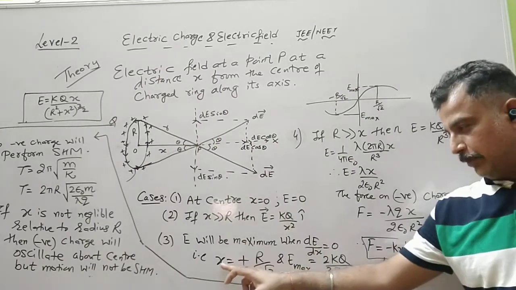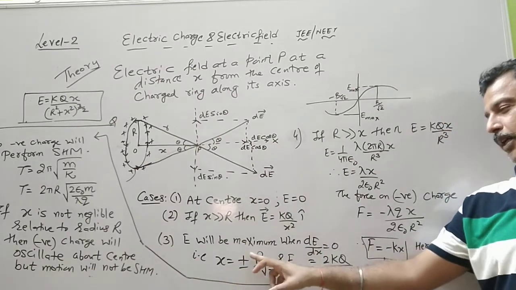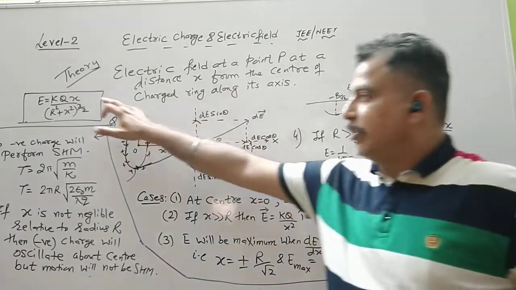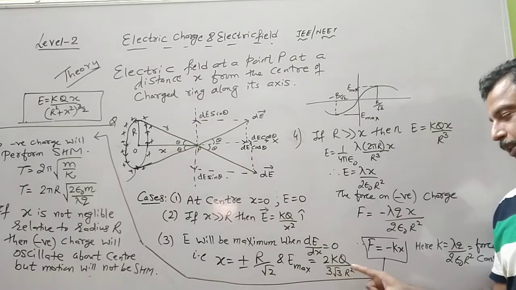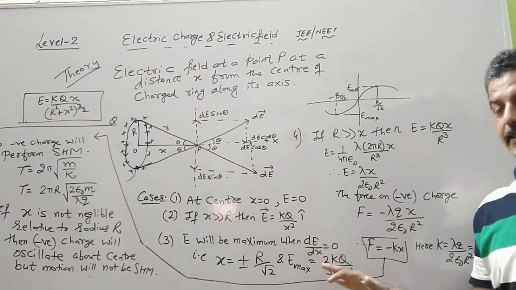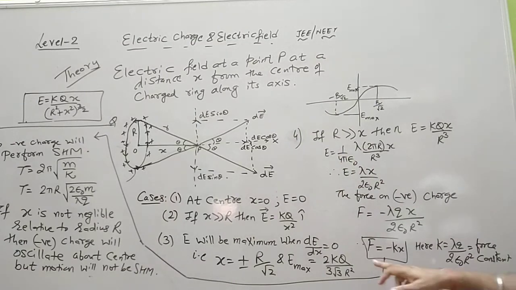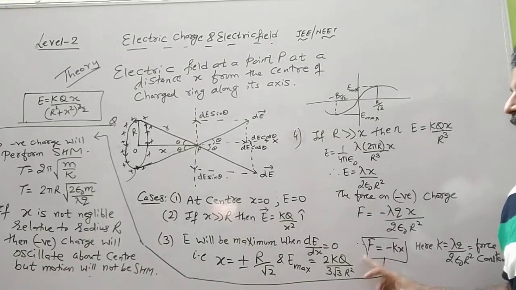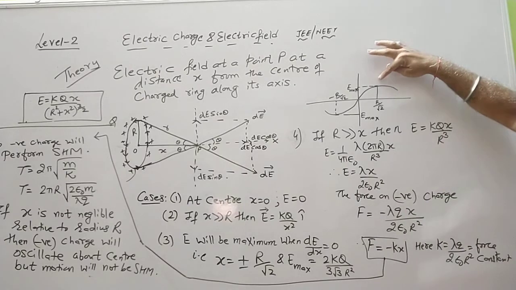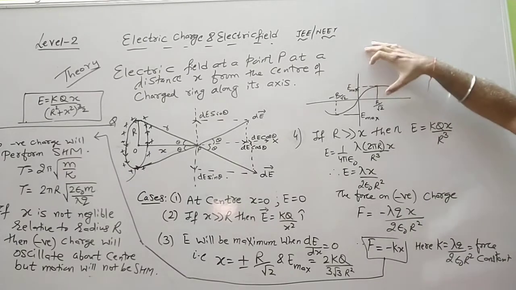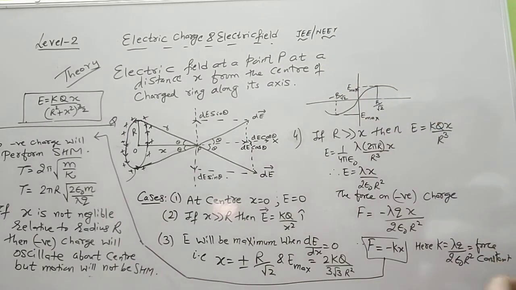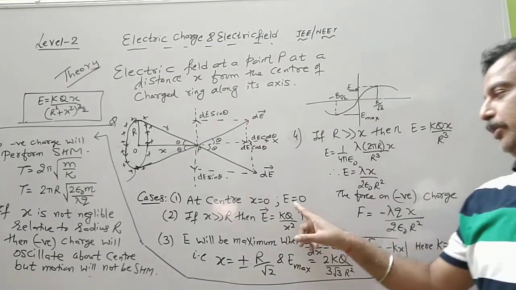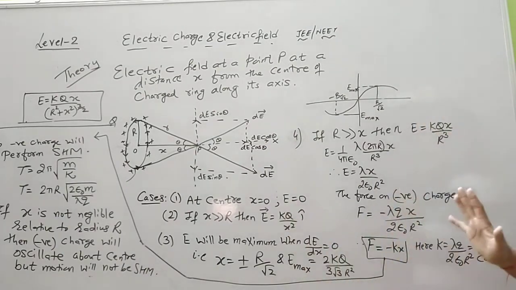And when I substitute this value of x equal to plus minus R by root 2 in this equation, E is obtained to be 2kQ upon 3 root 3 R square. So you do this as an exercise, substitute these values, and this is the maximum value of electric field intensity, and the graph comes out to be like this. So this is E max at a distance R by root 2. On the other side, due to the direction, the distance is taken as a minus sign. So this is the value of E max. So the minimum value is 0, and the maximum value is this.